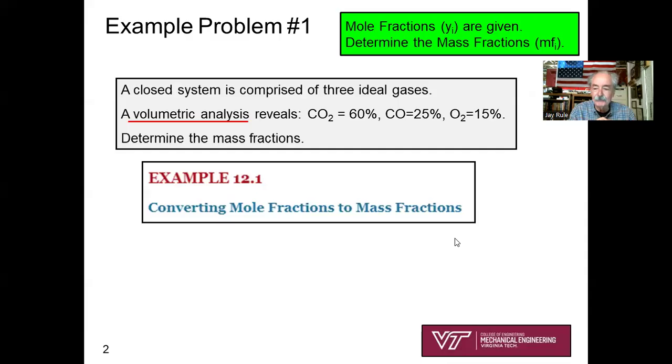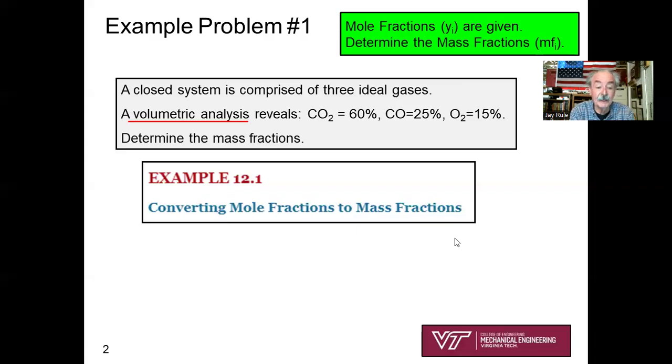Okay, and so here's an example problem that I'd like to use to illustrate how to change mole fraction into mass fraction. It's a regurgitation of example 12.1 in your textbook. But I'm hoping that by giving you a step-by-step approach, you can learn what you need to do a little more easily. So here's the problem statement. It says, a closed system is comprised of three ideal gases. A volumetric analysis reveals CO2 is 60% by volume, CO is 25% by volume, and O2 is 15% by volume. And as part of this problem, you determine the mass fractions.